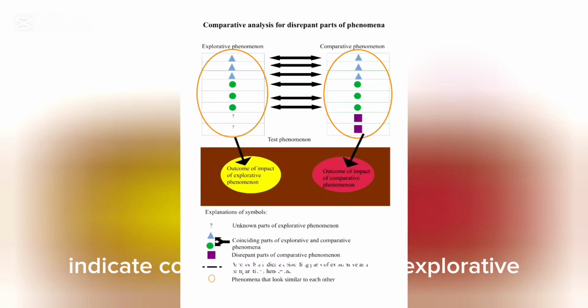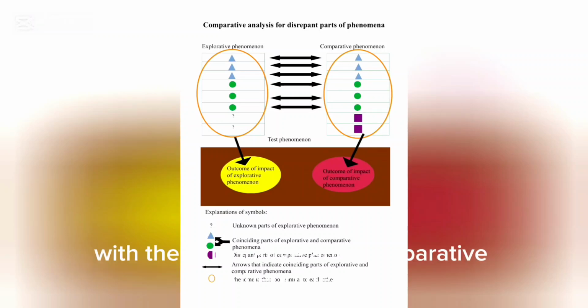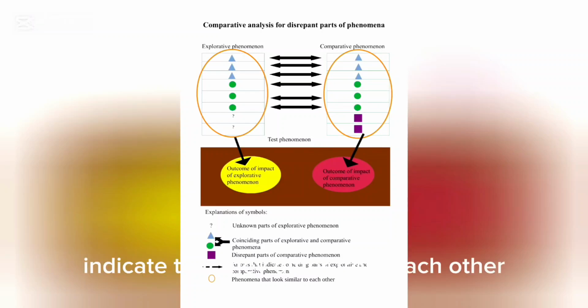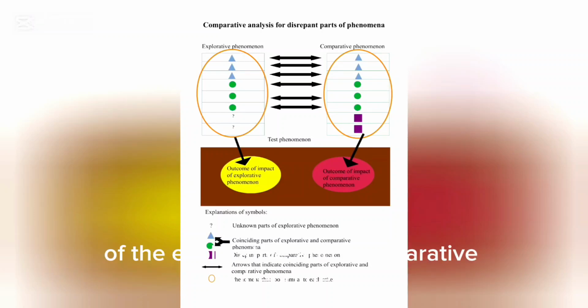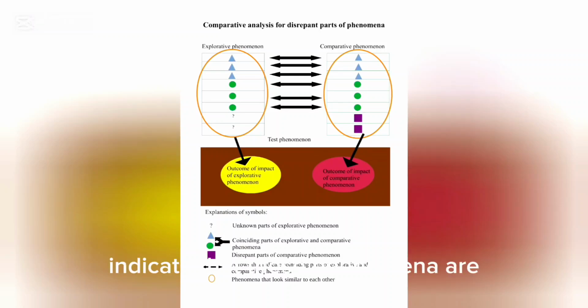indicate coinciding parts of the explorative and comparative phenomena; ovals inside the table of the test phenomena, the results of the effect that occur when this phenomenon comes into contact with the explorative and comparative phenomena. Their different colors indicate that they differ from each other in terms of their composition and properties. The orange hollow ovals surrounding the tables of the explorative and comparative phenomena indicate that these phenomena are seemingly similar to each other.